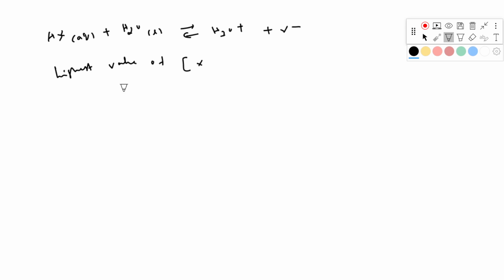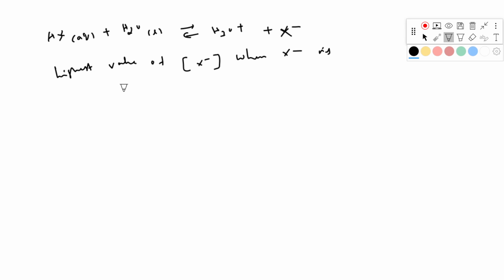Okay, next. Next important question. For the reaction HX aqueous plus H2O is in equilibrium with H3O+ X-. The question is the highest value of X- concentration when X- is. Okay, so given this reaction and given the options, you have to tell the correct option.